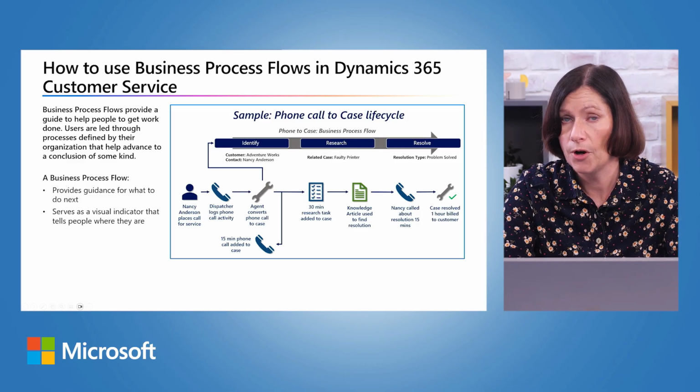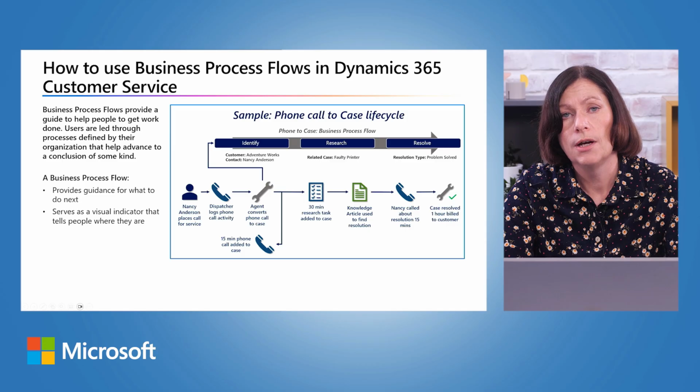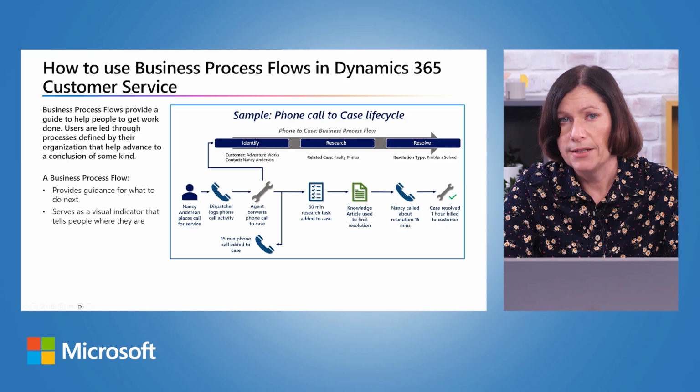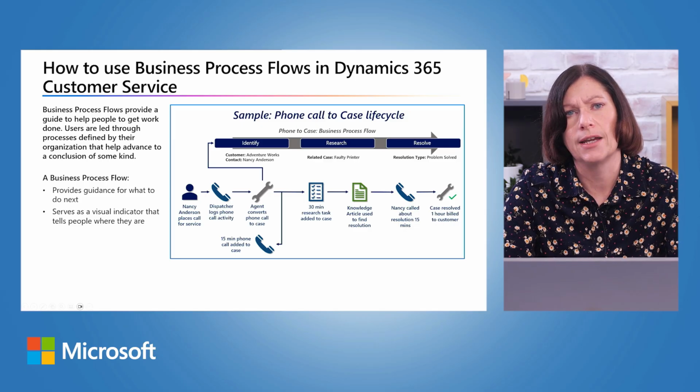Because the case started as a phone call, the phone-to-case business process flow, which consists of 3 stages, identify, research, and resolve, is triggered. Starting at the identify stage, the agent identifies the issue and the relevant information. They call back Nancy, who reported the issue, and identify information such as the customer, contact, and issue. A phone call activity is created that notes what was done and how long they were on the phone with Nancy. The case is advanced to the research stage.